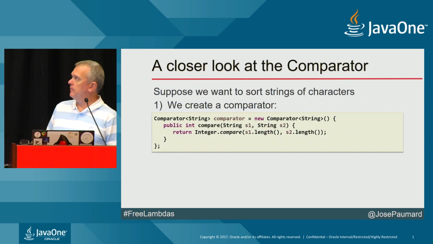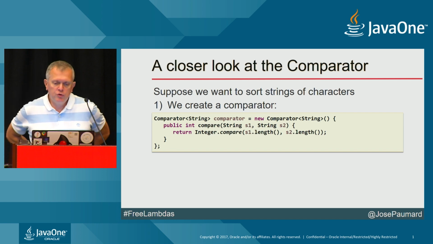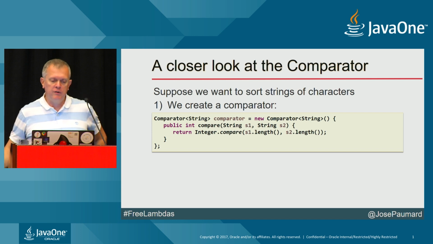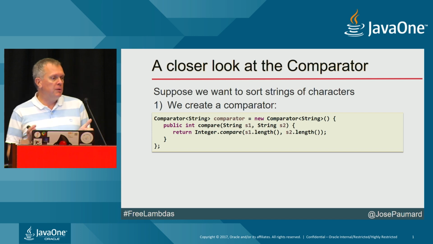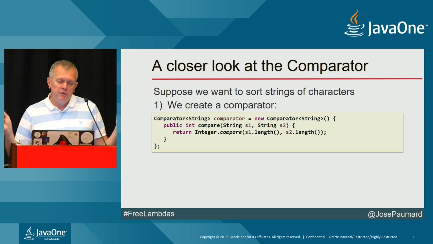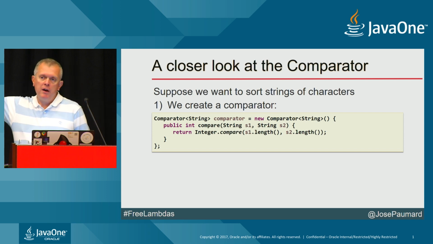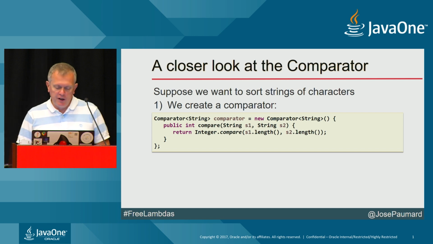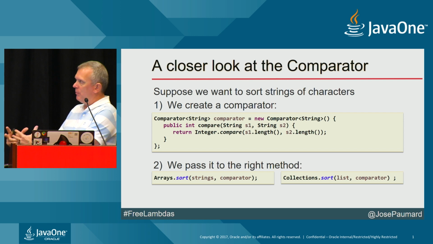All right. So let us take a closer look at the comparator. Basically, what we want to do is to sort a list of strings of characters, so that we can create a comparator of string. Here I'm sorting my strings using their length instead of the alphabetical order, for instance, the natural order. Okay, so I can create a comparator. This is the Java 5 up to Java 7 way of writing it.